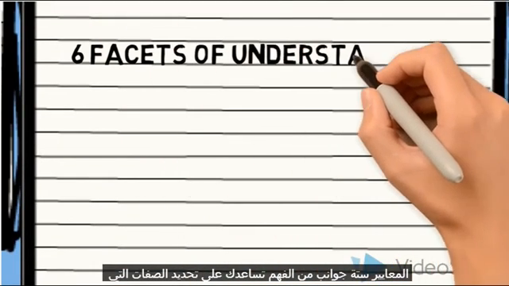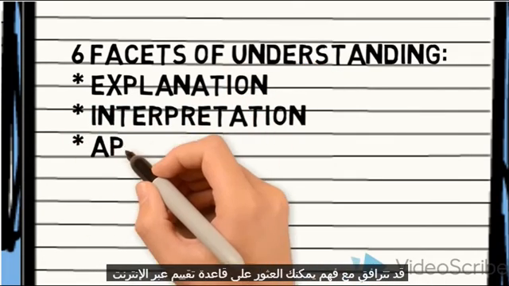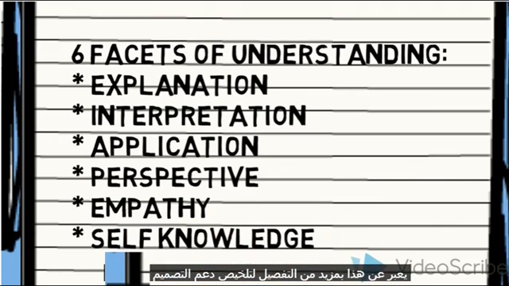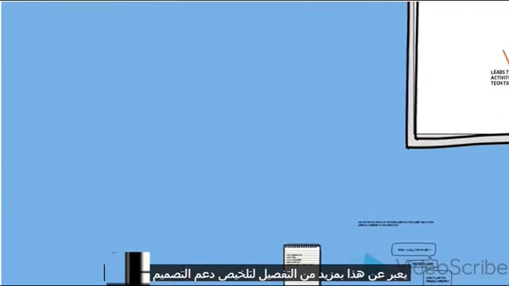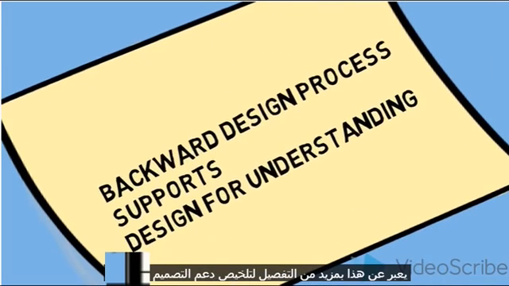6 facets of understanding help you to define the qualities that might be associated with understanding. You can find a rubric online that expresses this in more detail. So to sum up, backward design supports understanding.